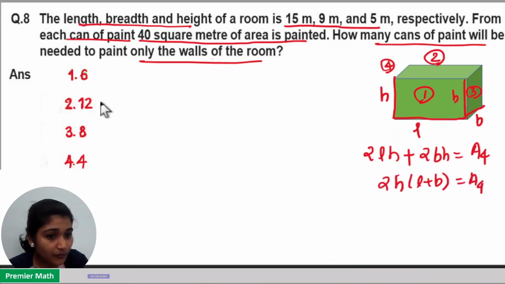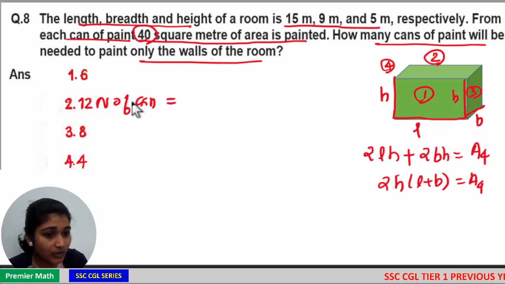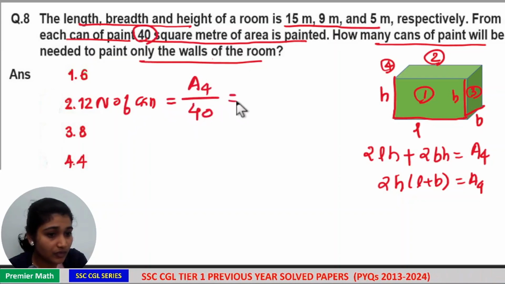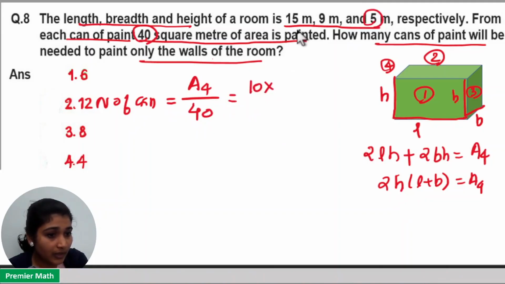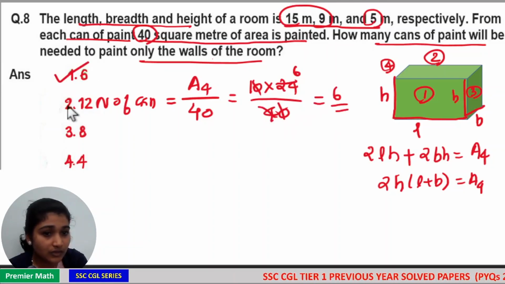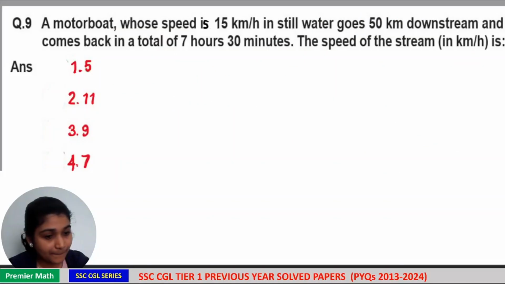Now, number of cans required: from one can, 40 square meter area is covered. Then number of cans required to cover the area of 4 walls is equal to area of 4 walls divided by 40, which is equal to 2H is 2 into 5, 10. L plus B is equal to 15 plus 9, 24, divided by 40. 0, 0 cancel, 4 goes 6 times in 24. Option 1 is your answer. Number of cans required is 6.